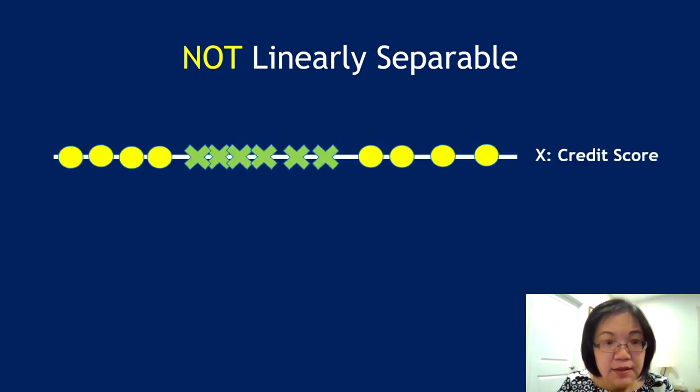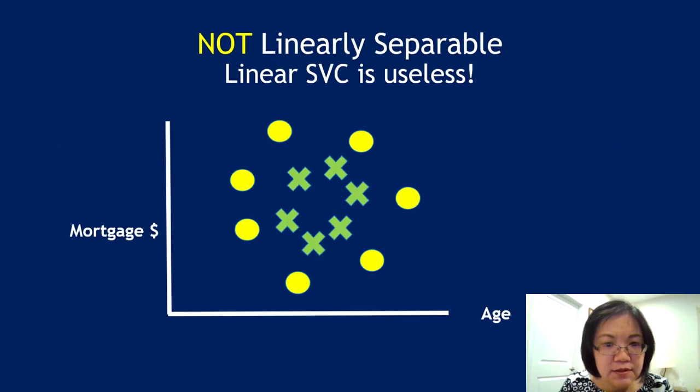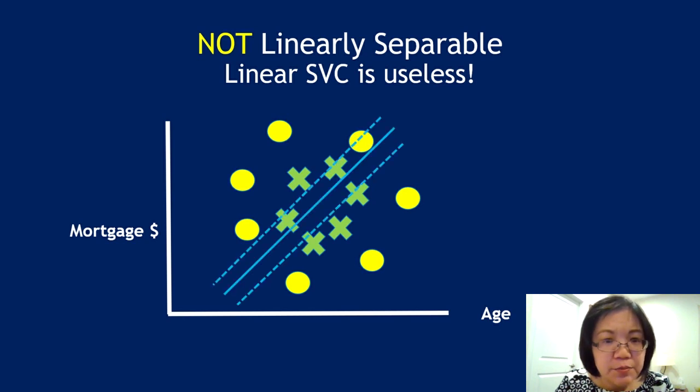For example, this one. And we would even have domains like this where it's impossible to find a boundary at all. This is a two-dimensional space, which is consistent with the last slide where you have dots that surround the crosses. When you have a circular decision boundary like this, it's impossible to draw a line. So when you have a problem like this, linear support vector classifier is basically useless.